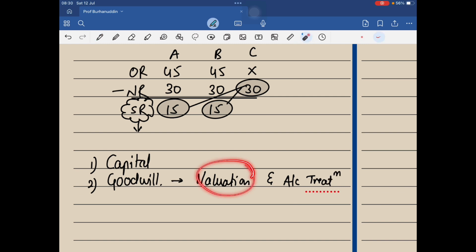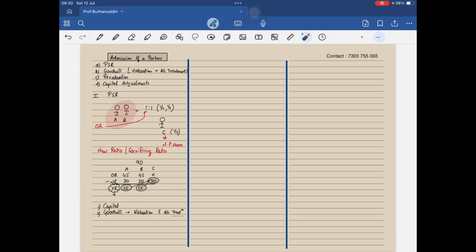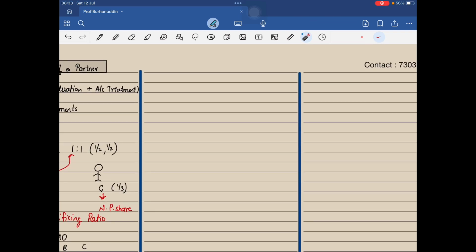ये भी हम लोग करेंगे आगे. But as of now, do you understand the logic? That profit sharing ratio मतलब क्या होता है, goodwill मतलब क्या होता है, accounting treatment and valuation में I'll tell you about it कि कैसे करना है. ठीक है. Now let's take one question.